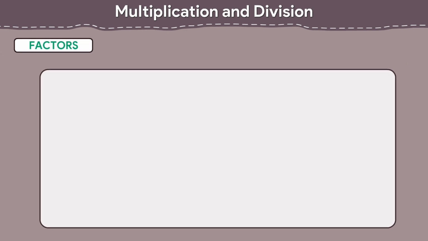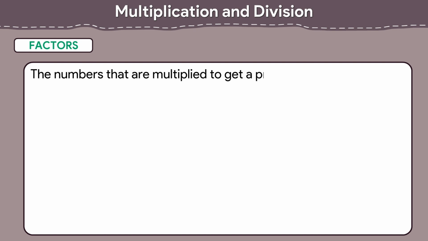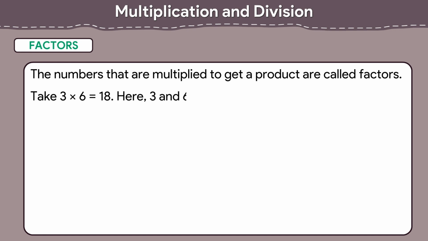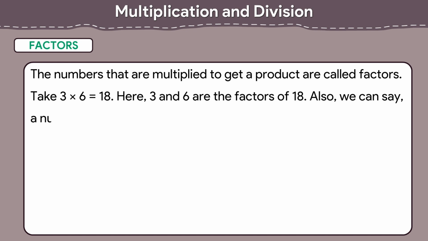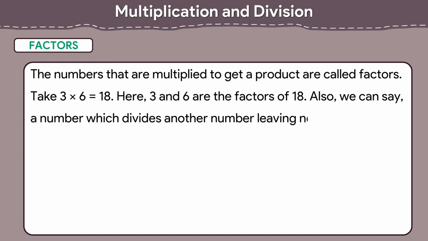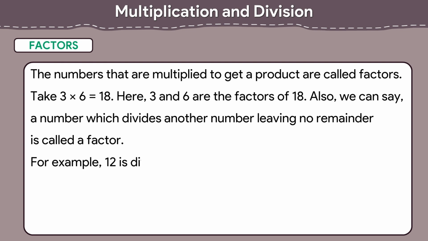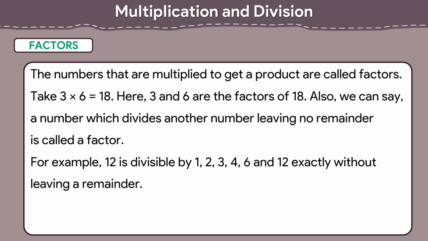Factors. The numbers that are multiplied to get a product are called factors. Take 3 times 6 equals 18. Here, 3 and 6 are the factors of 18. Also, we can say, a number which divides another number leaving no remainder is called a factor. For example, 12 is divisible by 1, 2, 3, 4, 6 and 12 exactly without leaving a remainder. So, 1, 2, 3, 4, 6 and 12 are the factors of 12.